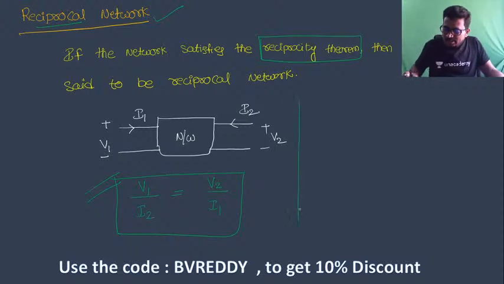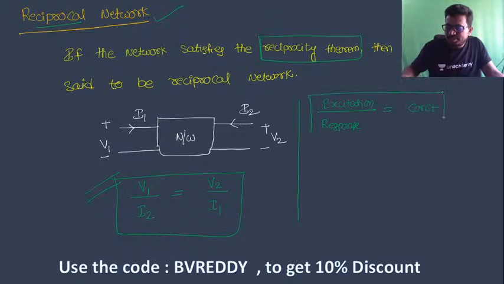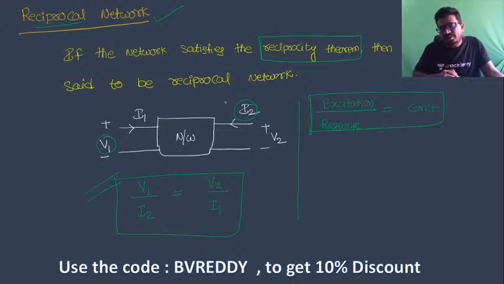What is the reciprocity theorem here? The ratio of excitation to response remains constant. When you call this my excitation, the second port is my response, and when I say this is my excitation, this is my response.